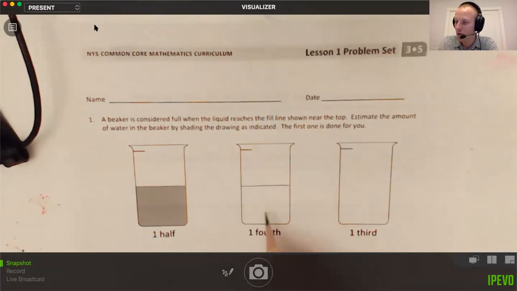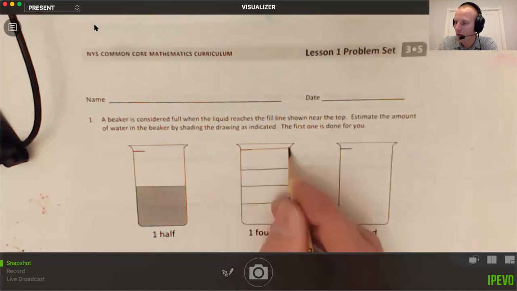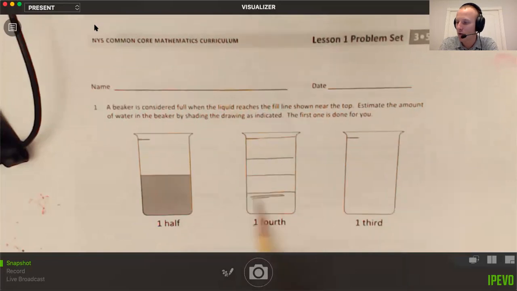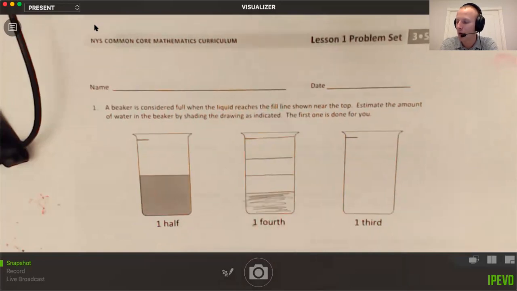So that's 2 parts, and then I'm going to split each half into 2 more parts. So now I have, and this is my full line right there, 1, 2, 3, 4. I have 4 equal parts. But it's saying I need 1 out of 4 shaded. So I would just shade in 1 out of 4.